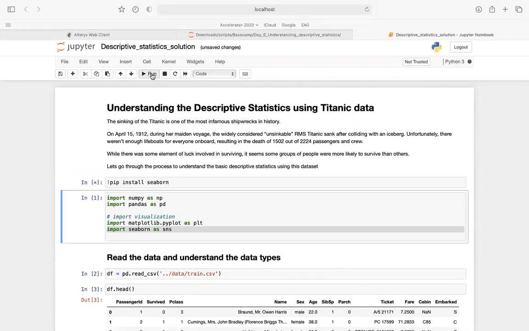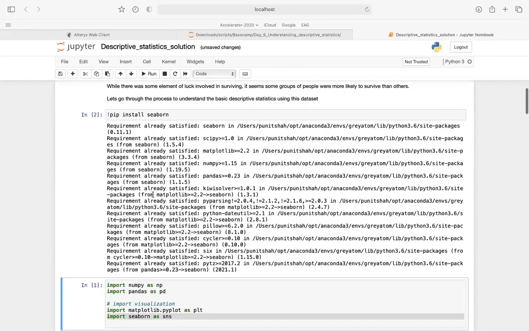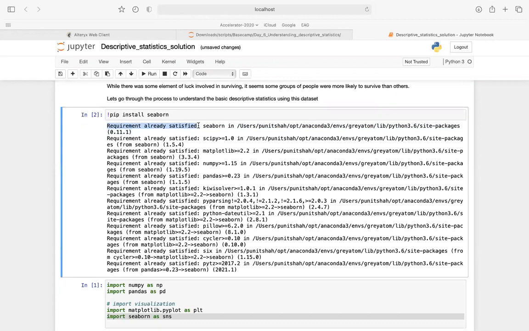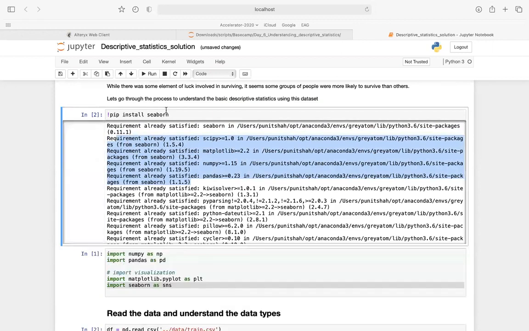When I run it, in my case it is already installed, so it tells me requirement already satisfied. But what is important for you to look at is that it is built on SciPy, matplotlib, NumPy, and pandas. These are the four important libraries on which this library is built. Once it is installed, you can simply write this statement: import seaborn as sns.